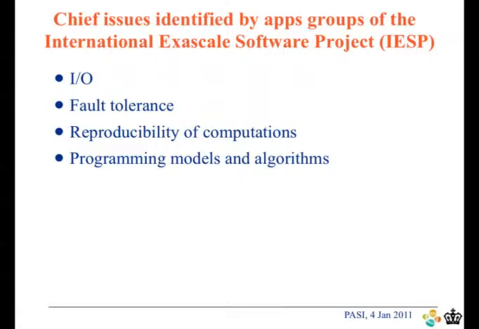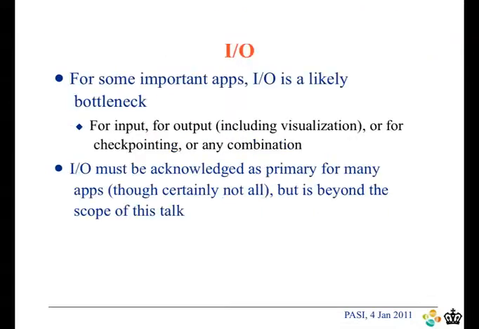But some chief issues identified by the applications groups, not in any particular order: I/O, fault tolerance, reproducibility of computations, and programming models and algorithms. I actually think the last one is the most interesting, so we'll get to that. For some important apps, I/O is a likely bottleneck. This could be for input, or for output, or for checkpointing, or for some combination of them. But I/O is beyond the scope of this algorithmicist's talk.